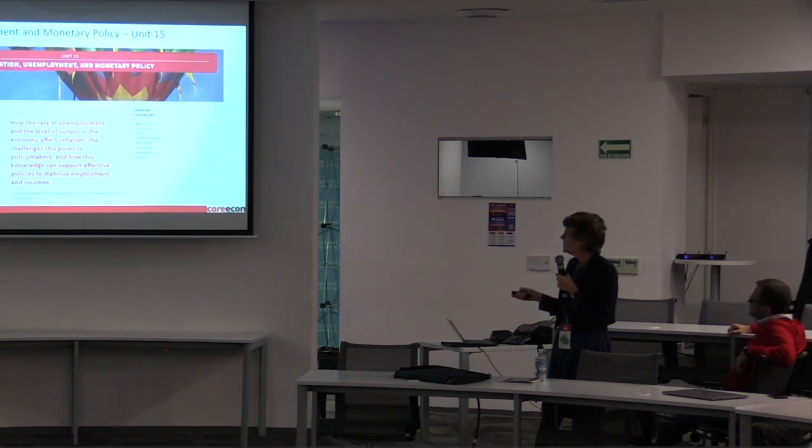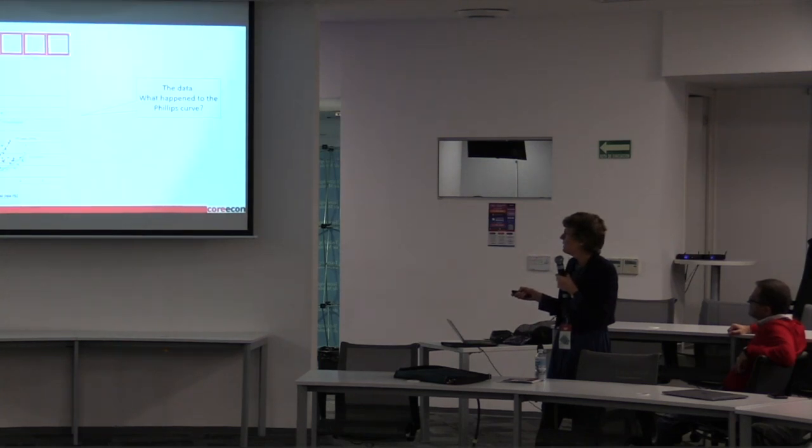Here's inflation, unemployment, and monetary policy. The data, what happened to the Phillips curve, again, they click through and see these. First of all, they just see the scatter of all these data points, which is the first figure here. And then as they click through, the periods appear, so you get Phillips curves, but not a stable Phillips curve emerging.